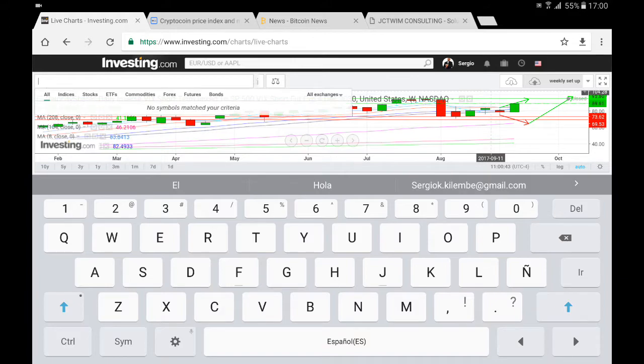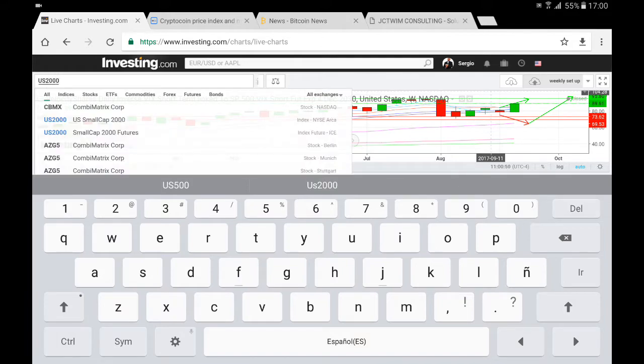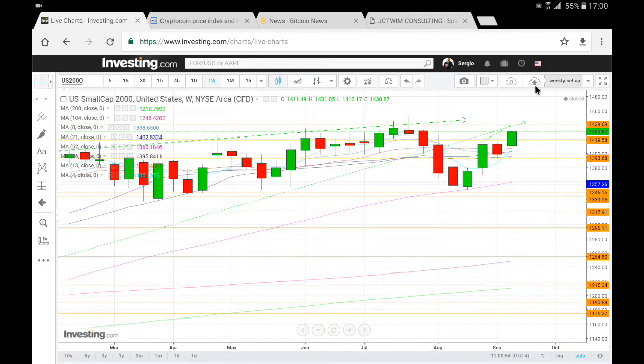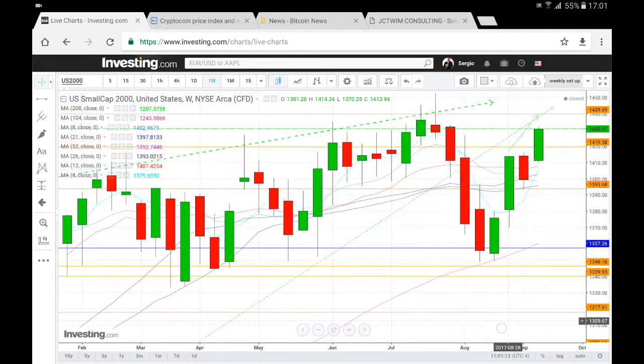Okay, now let's continue, let's move on, let's have a look at the small caps, the Russell 2000 small caps. And that's your Russell 2000. See exactly the same thing here. That's a perfect cup and handle. That's a perfect good morning pattern. Now we are back at the resistance. You see huge sideways movements over here. Let's zoom in.